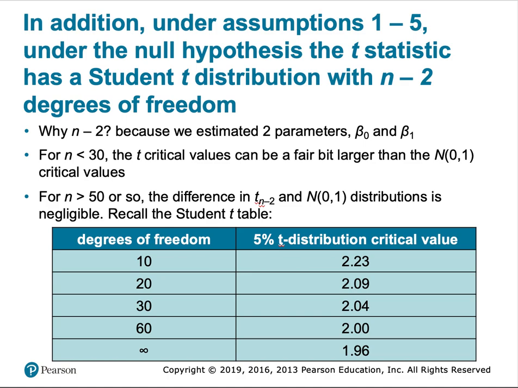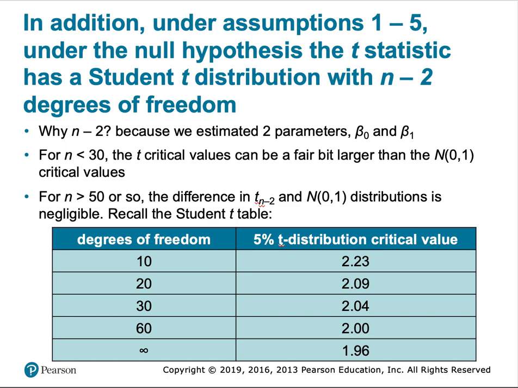Our null hypothesis and test statistic, as we have said, will have a student's t distribution with n minus 2 degrees of freedom. Now why n minus 2? That's because we have estimated 2 parameters, beta naught and beta 1. So we knock off these 2 degrees of freedom, and that allows for a little bit more uncertainty in the error.